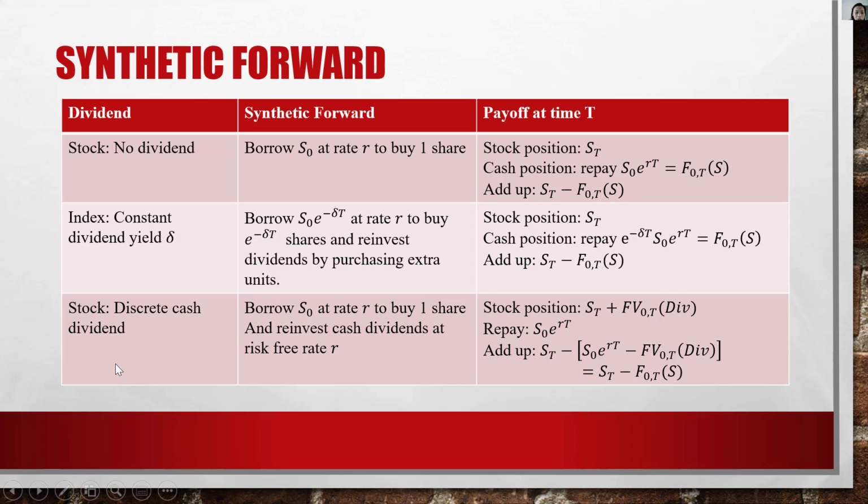And then for the stock with discrete cash dividend, we borrow S0 at rate r to buy one share and reinvest cash dividends at the risk-free rate r. So the stock position here is S_T plus the future value of the dividends, because at time T, we got the payoff amount S_T, and we got the future value of the dividends. See that? And the repayment is S0 e to the rT. So we add them up, we got S_T subtract S0 e to the rT subtract the future value of the dividends in the brackets, and it is equal to F_T subtract F_0,T.